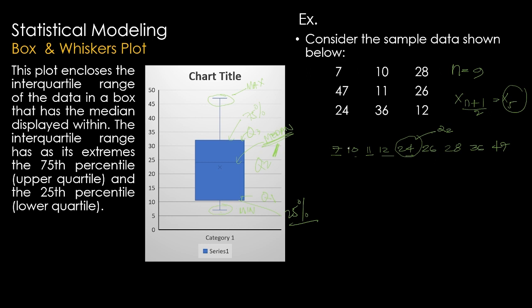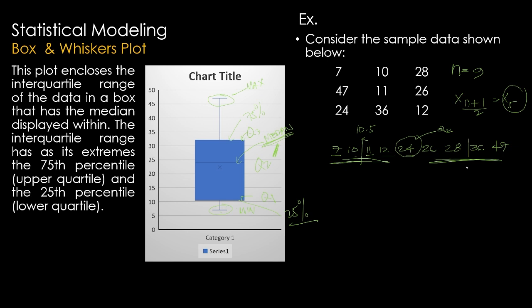And how do we do that? Try to notice that on the left hand side, you have 4 data right here, and on the right hand side, you have 4 data also. To find Q1, you just find the median for those data. So, for 7, 10, 11, and 12, what is the median? 10.5. If you have an even number of data, you take the two middle numbers, add them up, then divide by 2. Or, simply speaking, you take the two middle terms and take their average. So, 10 plus 11 divided by 2 is 10.5.